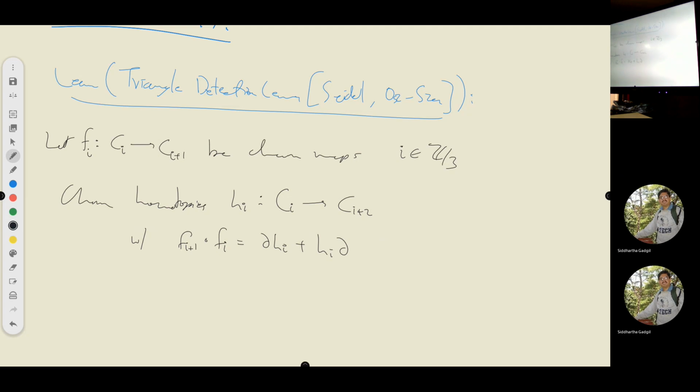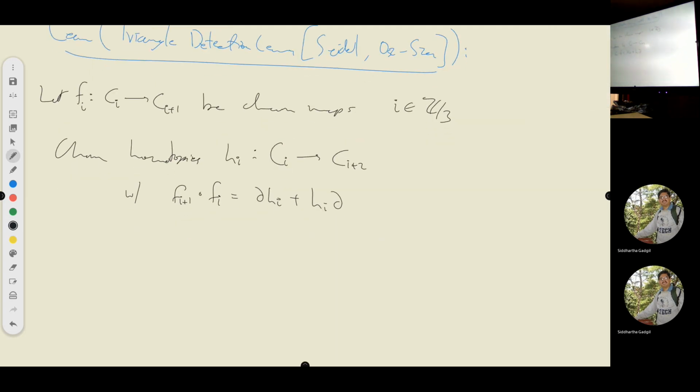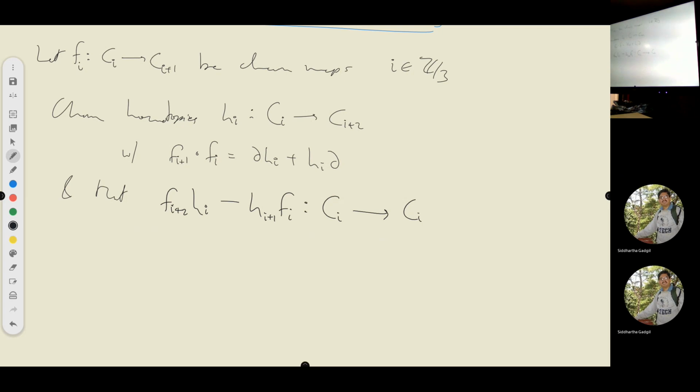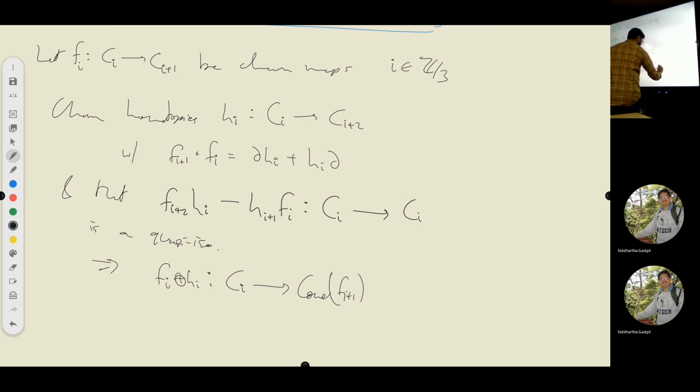So what this means is successive compositions at the level of homology are 0, and we ask for a witness of this null homotopy explicitly. And the next point is important: these explicit representatives have to satisfy the property that H_{i+1} composed with F_i, plus F_{i-1} composed with H_i, mapping from C_i to C_i, is a quasi-isomorphism. Then the upshot is that the direct sum of the H_i gives a map from C_i to the cone of F_{i+1} which is a quasi-isomorphism.